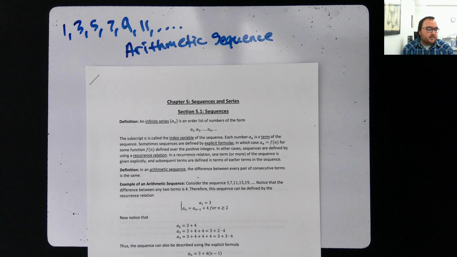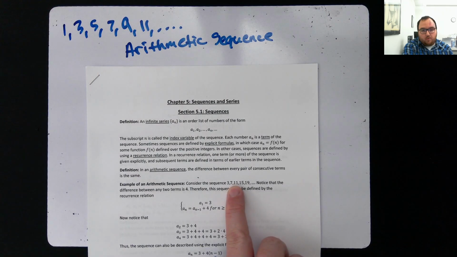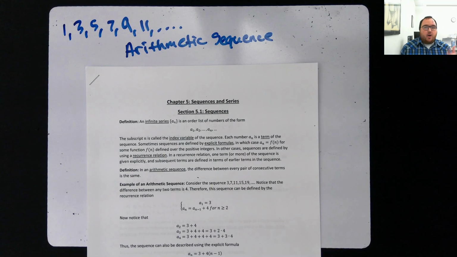Consider the sequence 3, 7, 11, 15, 19, on and on. Notice that the difference between any two terms is 4, right? Because each gap is 4. Therefore, this sequence can be defined by the recurrence relation: a1 is equal to 3, because that's my first term. And every other a_n is going to be the previous term plus 4, again because I'm adding 4 each time. So I know my first term is 3. After that, we add 4 each time.